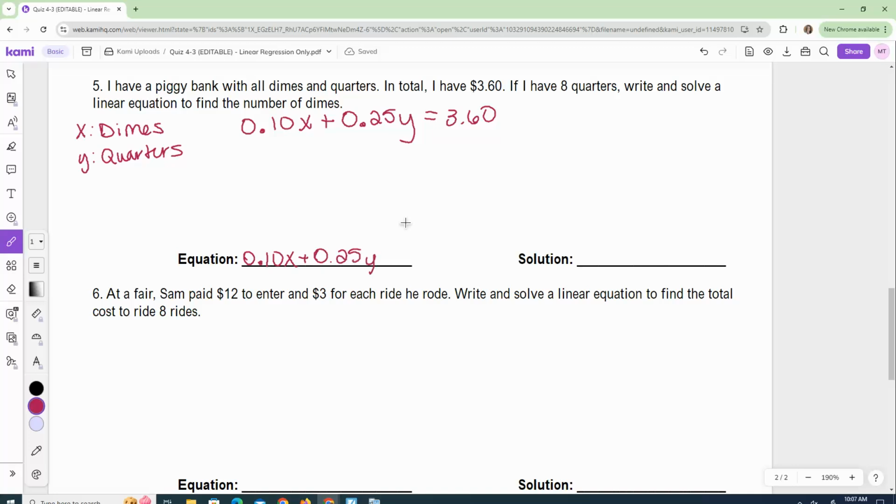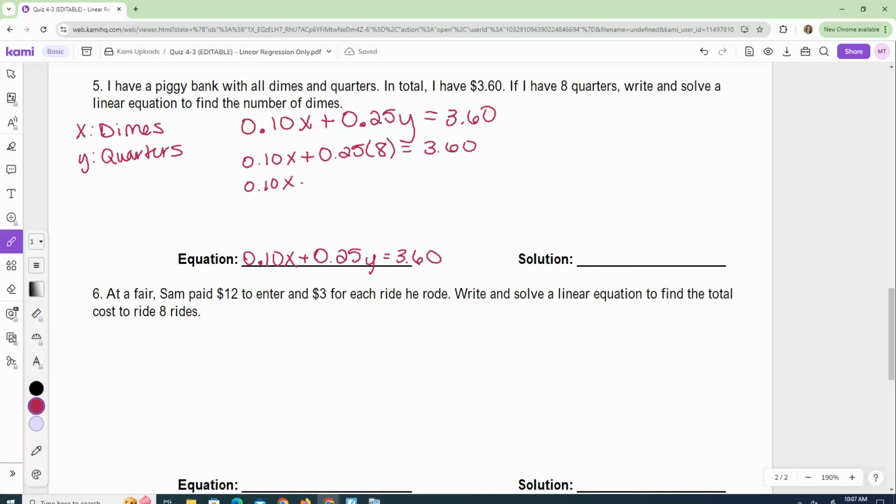I put these blanks here because I'm really struggling to look at your problems and find your equations, because you are plugging in numbers just as fast as you write your equation. So on the quiz, I will have a slot for you to actually put the equation with an x and a y. Then we have to go back. If I have 8 quarters, that was my y. So I'm going to plug 8 in for my y, and we have to solve that equation.